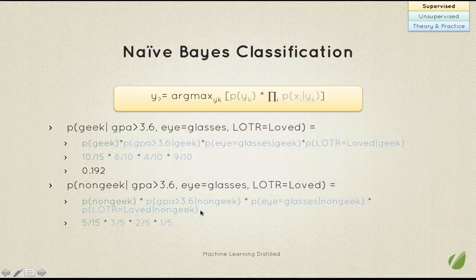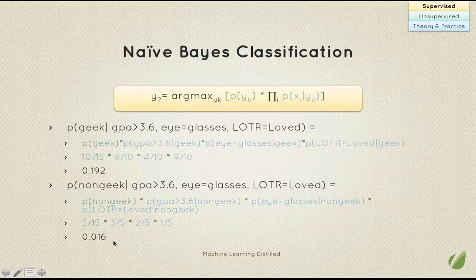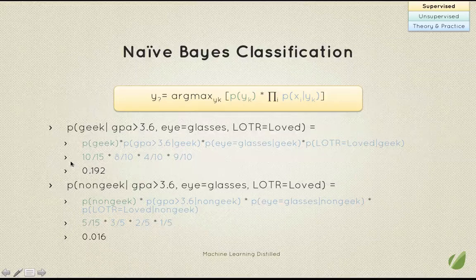We look up those values in the table or in our arrays that we've computed algorithmically, do that math, and we get this 0.016 value. What this says is there's a much greater probability that this person is a geek given this input than a non-geek. So we would classify them as a geek because the geek formula returns the greater value. So this is how to do classification with Naïve Bayes.